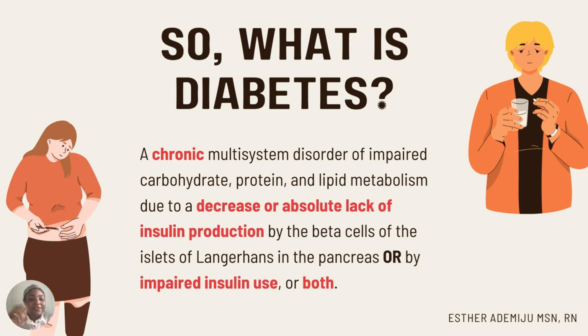It impairs their metabolism, the way they're used, because one, it's either you're not producing enough insulin because that's what it's supposed to do. It's supposed to help you decrease your blood sugar. Is it that you're not producing enough of it or you're not producing at all? Or you are producing, but your body is not able to use it as it should. Or it could be a combination of both. We'll have more understanding of that as we go on.